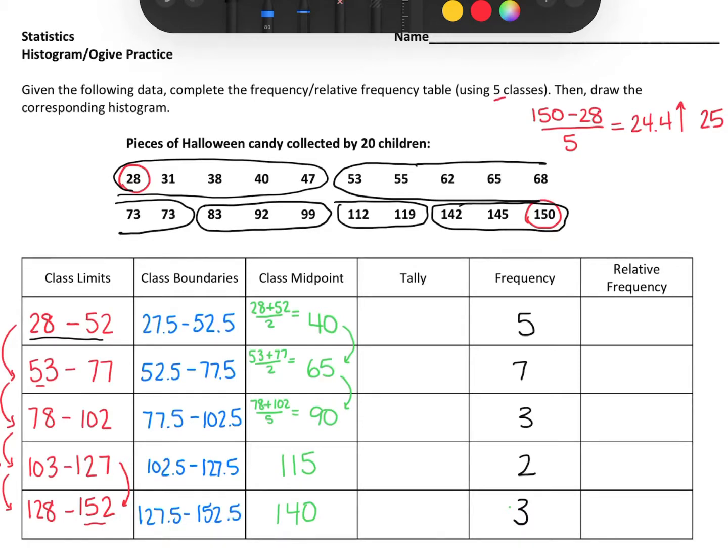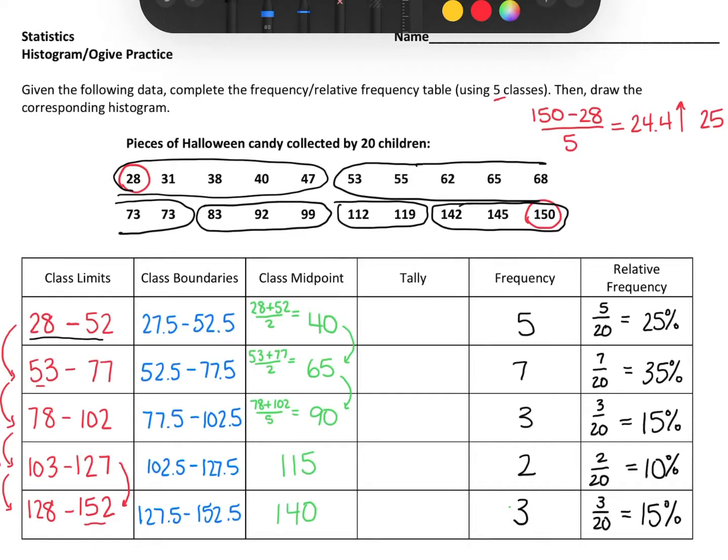Relative frequency is a comparative number, so I'm going to compare the 5 children in this category to the 20 total children. And those can either be written as decimals or percents, your choice. Double check that those all add up to 100%. You know, we might as well double check our frequency too to make sure that all adds up to 20 children.